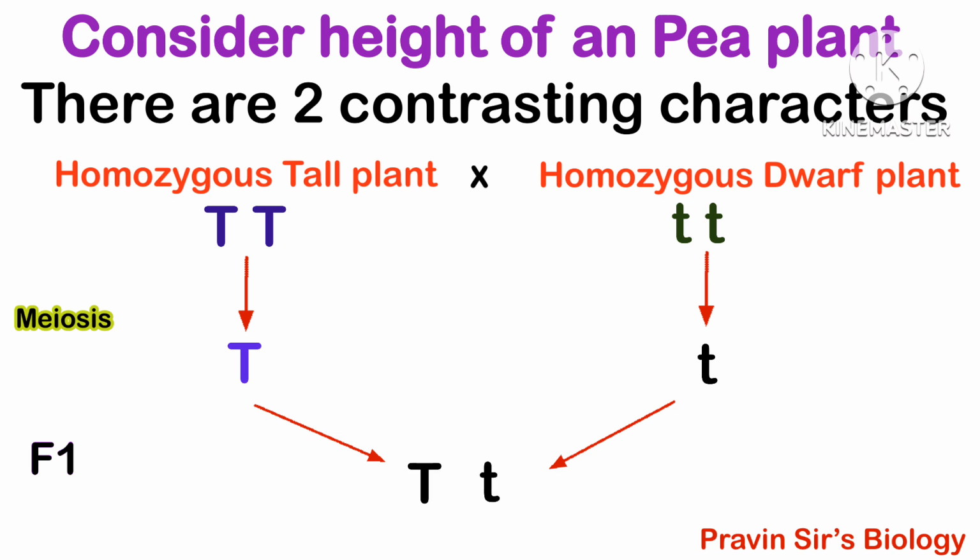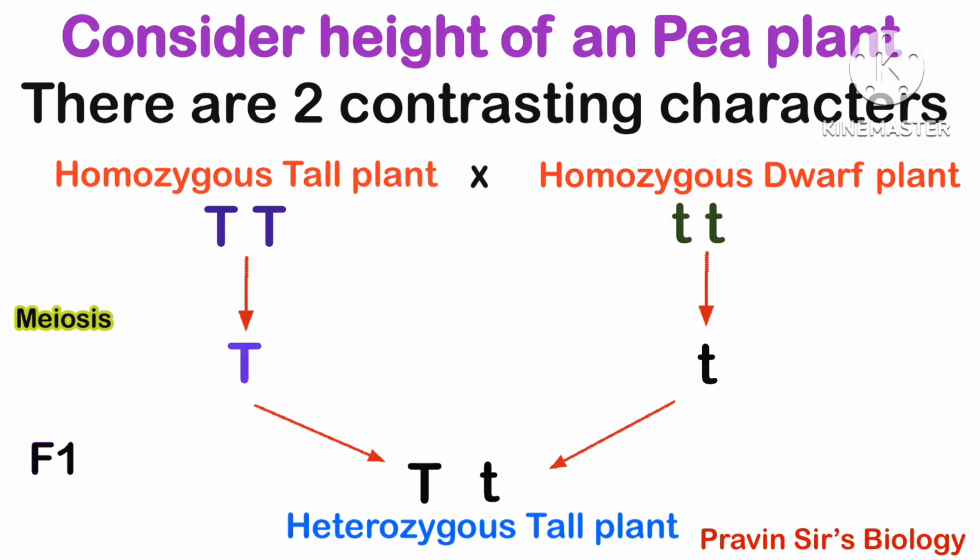This seed on germination will produce a tall plant, and this tall plant will be heterozygous tall. You can see there are two genes, two alleles, capital T and small t. Capital T will express itself and small t will get suppressed. So here in the F1 generation, the plant will be heterozygous tall. So this is the law of dominance.